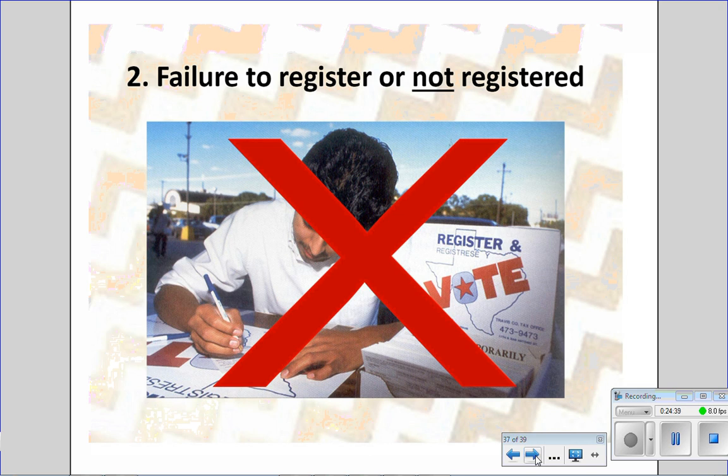The second reason is the failure to register, or not being registered. Sometimes people will forget to register, or they'll realize that they're not registered. Now, one thing is, once you're registered to vote, you never have to register again unless you move. So even if you just move down the street and you have a different address, you do need to re-register to vote. But once you've registered one time, you don't have to register again. But that's the second reason that people do not vote.